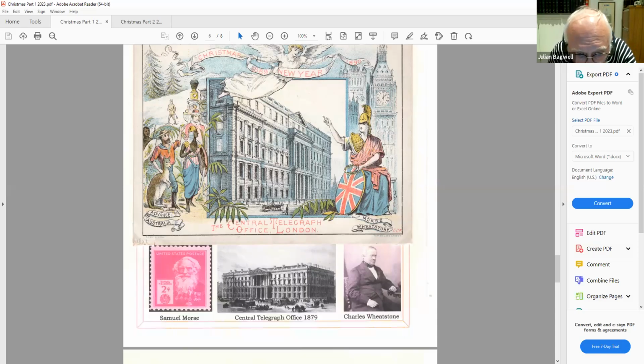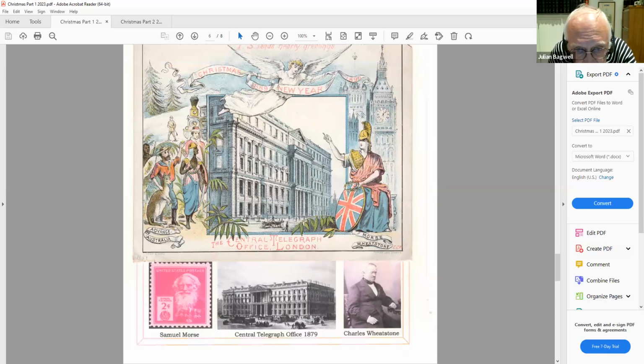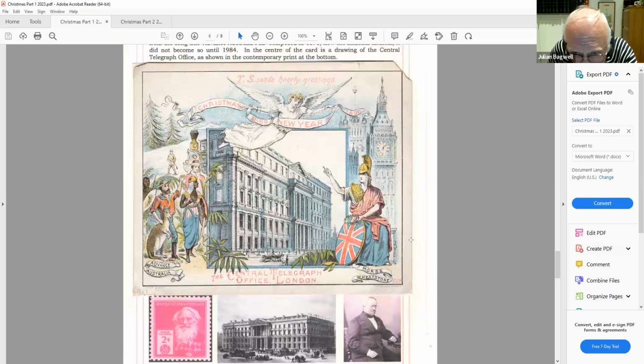And I found a contemporary print. You can see it's obviously the same building. And on the right here, you've got Morse and Wheatstone. Morse, of course, the inventor of the Morse code. And Wheatstone was an entrepreneur who was heavily involved in telegraphic developments.